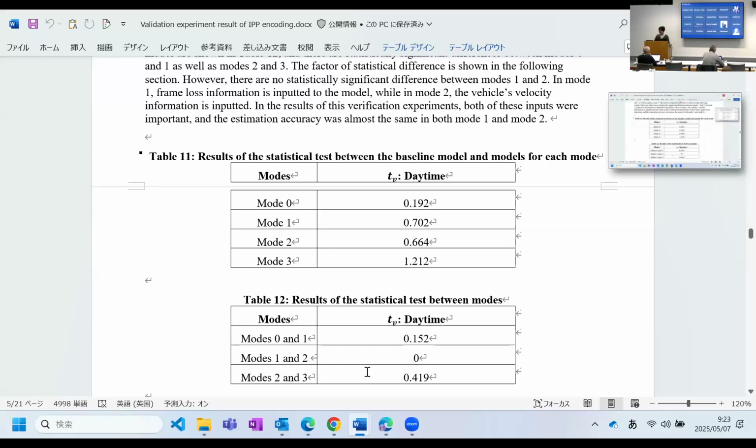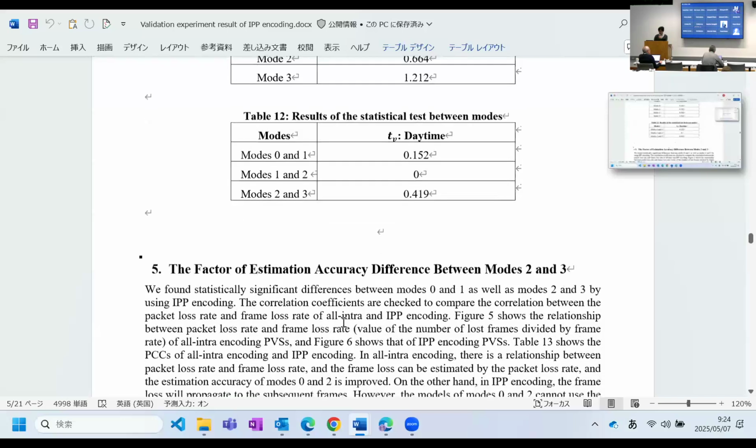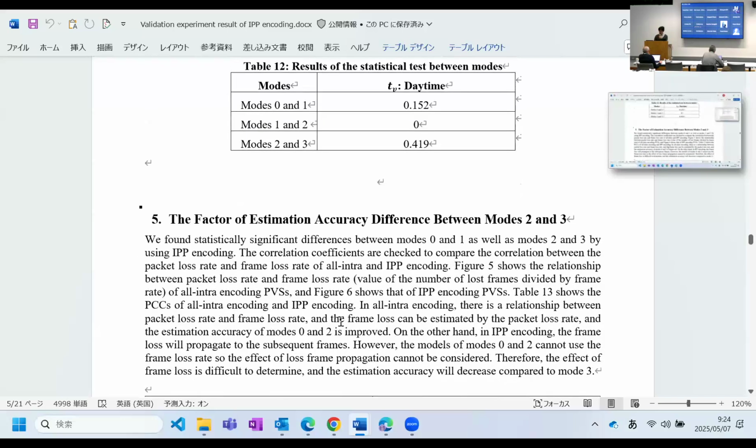As I said before, in mode 1, frame loss information is inputted to the model, while in mode 2, the vehicle velocity information is inputted. In the result of the verification experiment, both of these were important, and that's why the estimation accuracy was almost the same in both mode 1 and mode 2. And we show a detailed explanation of the verification test. So we show the factor of estimation accuracy differences between mode 2 and 3.